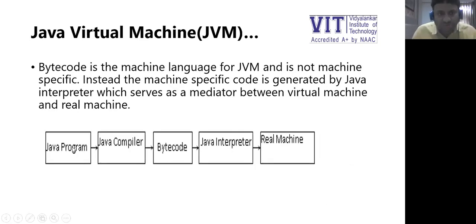See, we can see through the diagram, when a Java program is compiled, the Java compiler creates a bytecode, and we have someone called the Java interpreter, which actually converts it into real machine code. This bytecode is nothing but my JVM understandable code. See, bytecode is a machine code for JVM, and it is not machine specific. Now, when I say machine specific, I mean local machine. Instead, machine specific code is generated by the Java interpreter, which serves as a mediator between the virtual machine and the real machine. So this is the basic idea. Unless and until intermediate code is generated, it will be very difficult to implement platform independence.